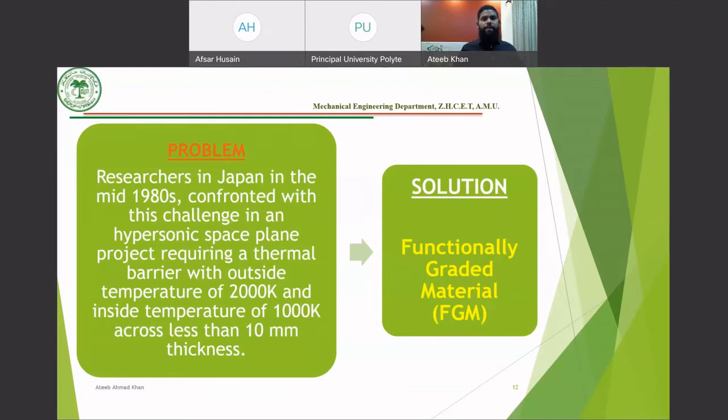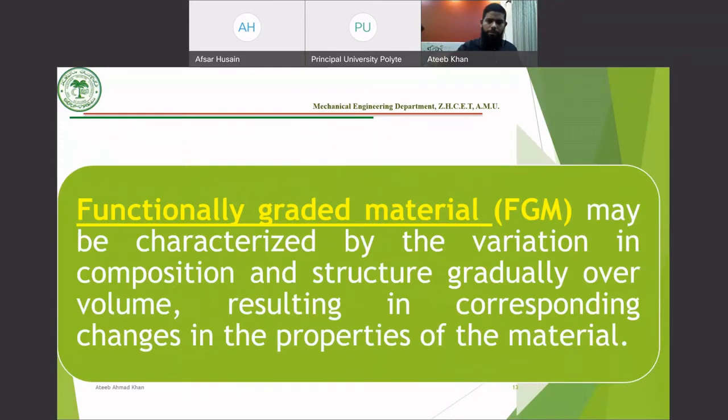So functionally graded materials have been used starting from the 1980s, but very recently, after 2000, they gained some popularity. Anyhow, this is how functionally graded material was invented. Now, let's see what a functionally graded material is. It is a material characterized by a gradual variation in composition and structure over volume, obviously resulting in corresponding changes in the properties of the material.